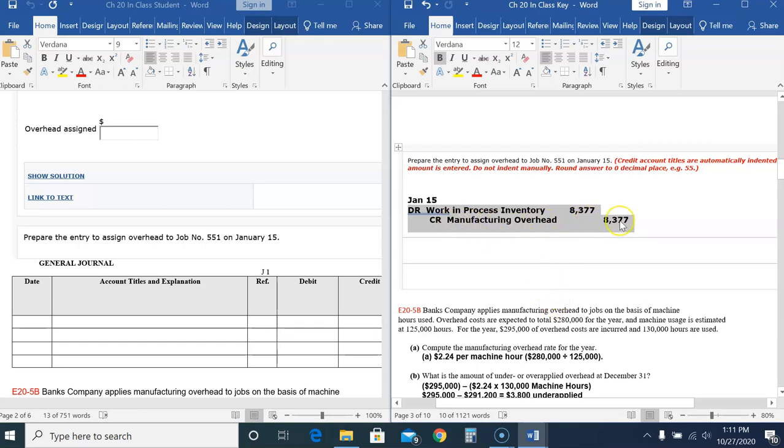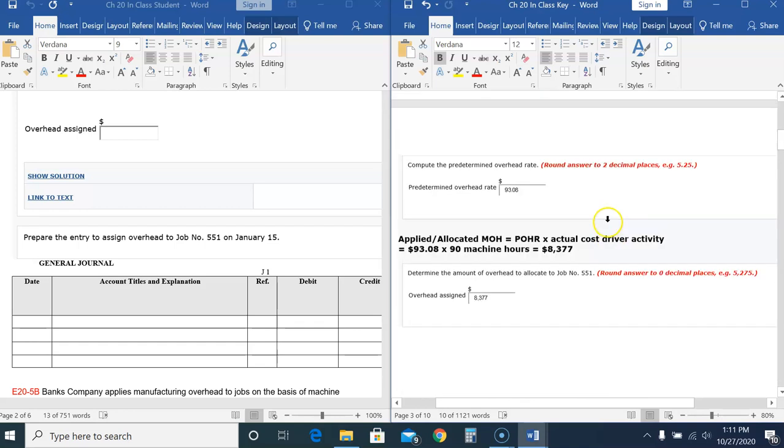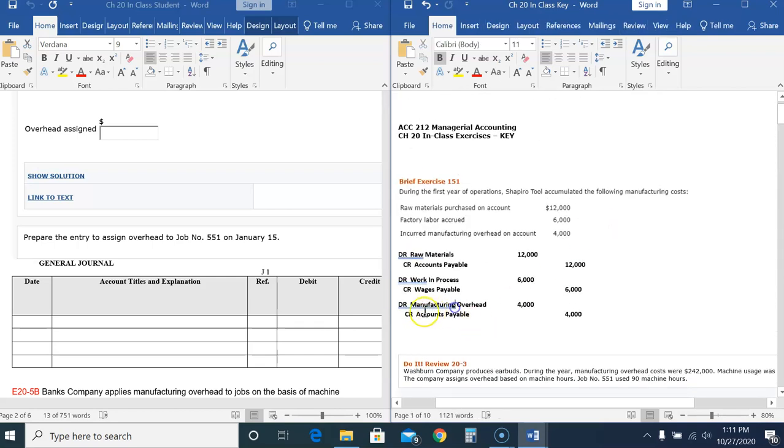Okay, here is this clearing account. It gets credited for our estimates as they are recorded into work in process, and it is debited, like we did in the previous problem, for our actual overhead cost.